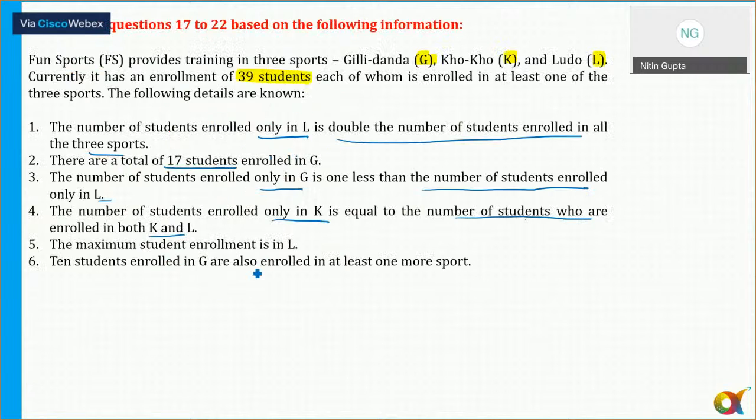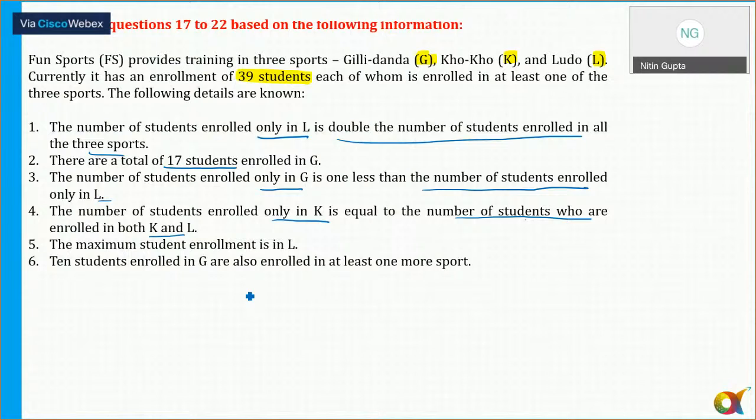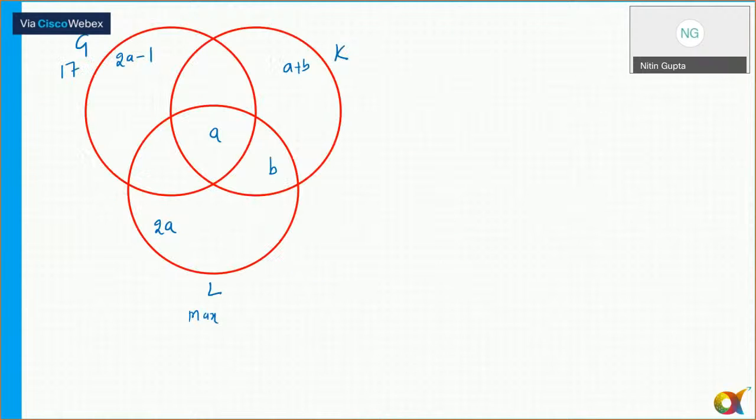The maximum students enrolled in L. So L is nothing but the maximum possible value. Okay. Go back here. 10 students enrolled in G are also enrolled in at least one more sport. So among all the students who enrolled here, 10 of them also enrolled in at least one. 10. So can you say this value?